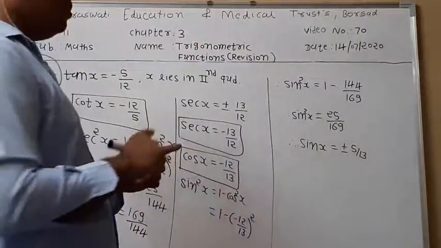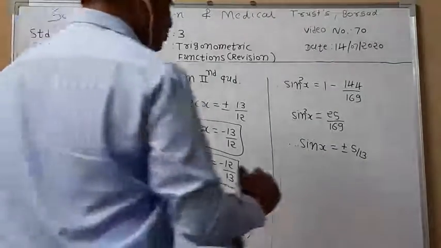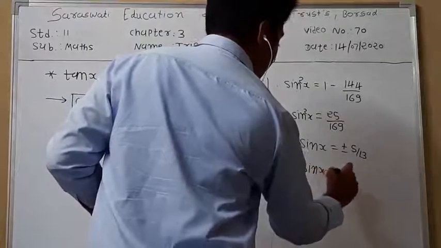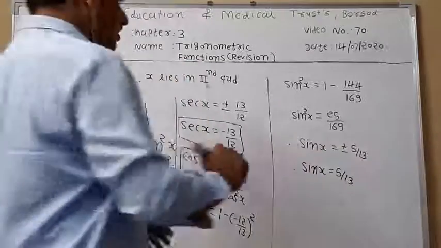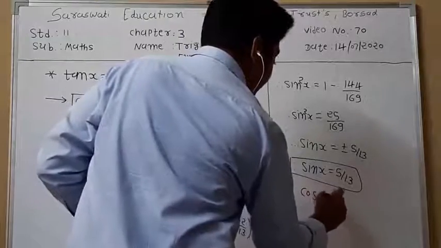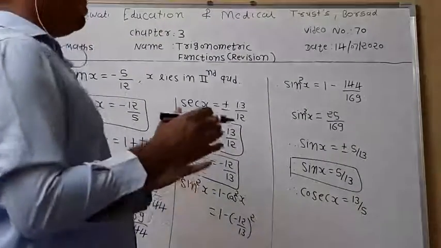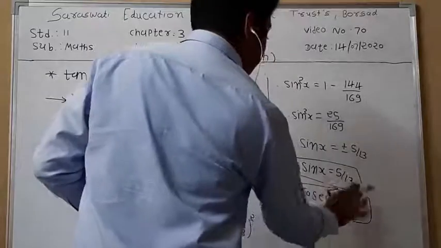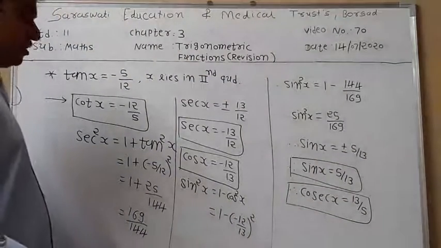But in the second quadrant the value of sine is positive. So therefore we can write sin x is equal to 5 upon 13. Now using sin x we can find the value of cosec x. So cosec x is equal to 13 by 5. Cosec x is equal to 1 upon sin x, and we substitute 1 upon sin x in reverse order. So we get the value of cosec x.